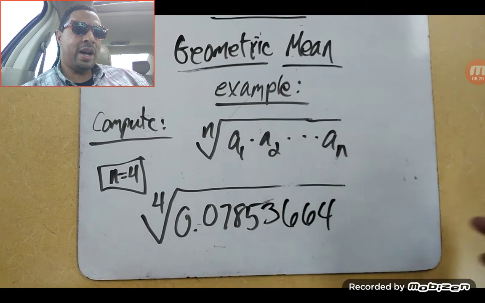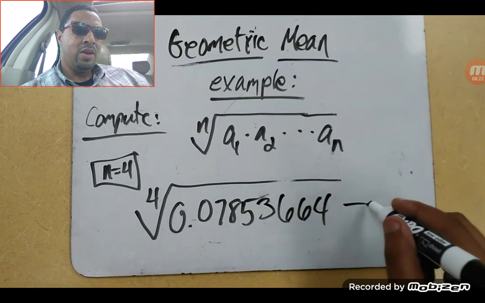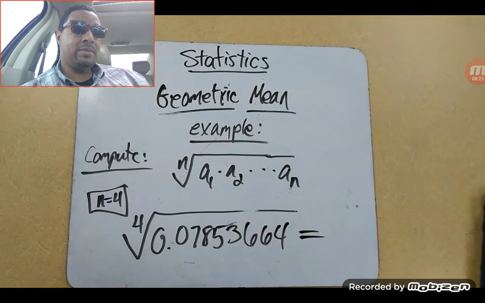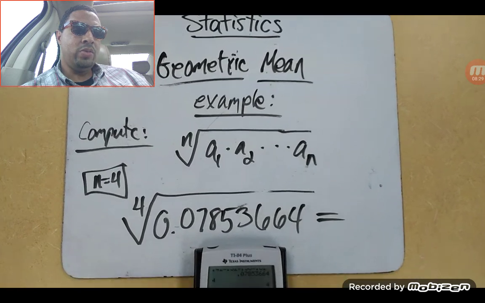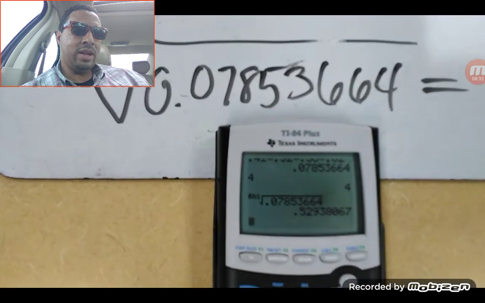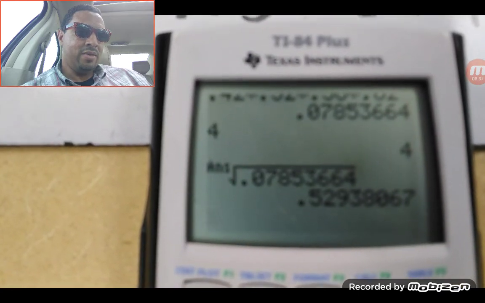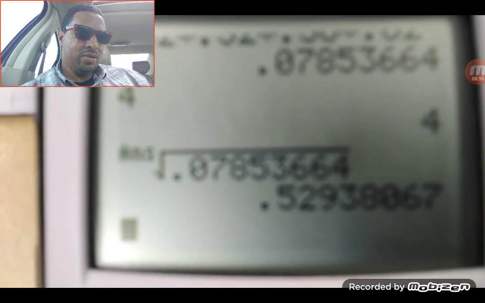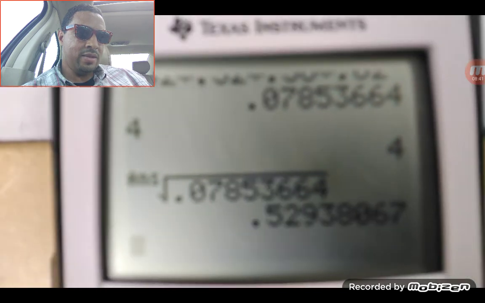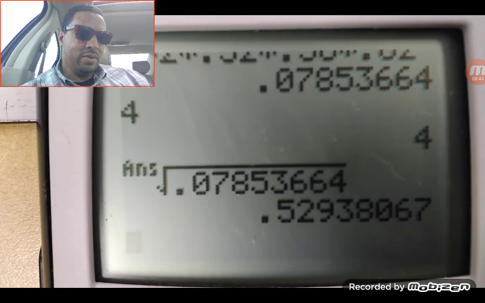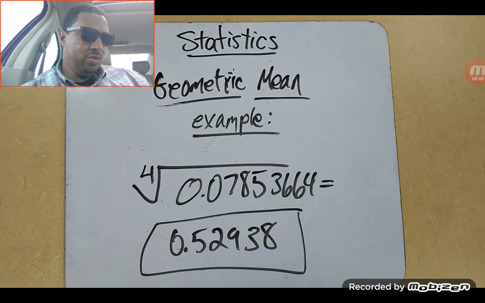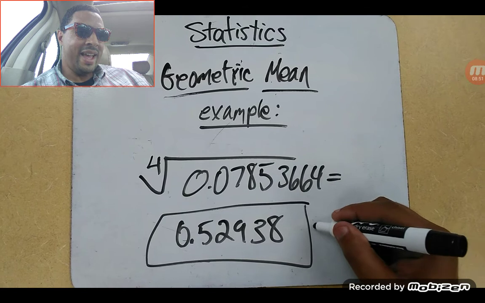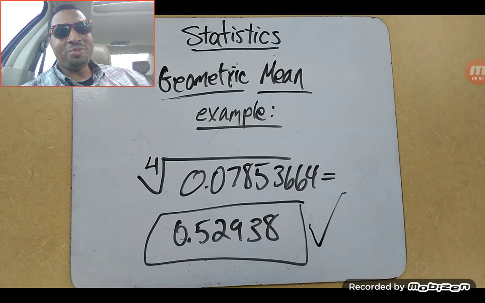On this one, when you're calculating on the calculator, if you have a graphing calculator, make sure you press the math button. Then you'll scroll down to where you see x root. On the x root, you're going to take the answer as x, and then you automatically type it in. We're going to hit enter, and there's our answer right there: 0.52938. That is our geometric mean.